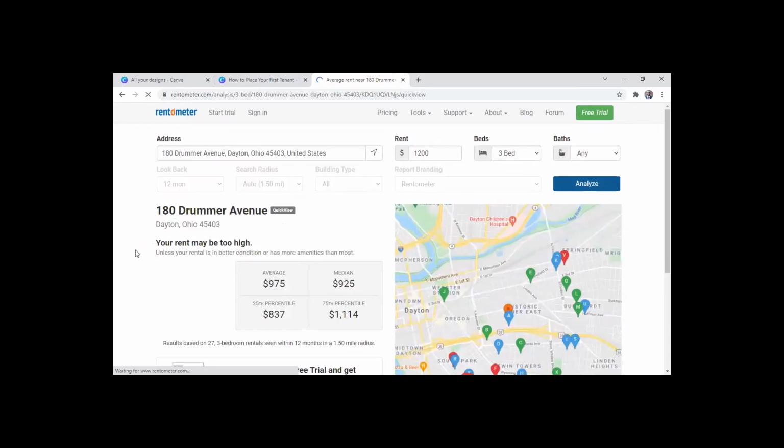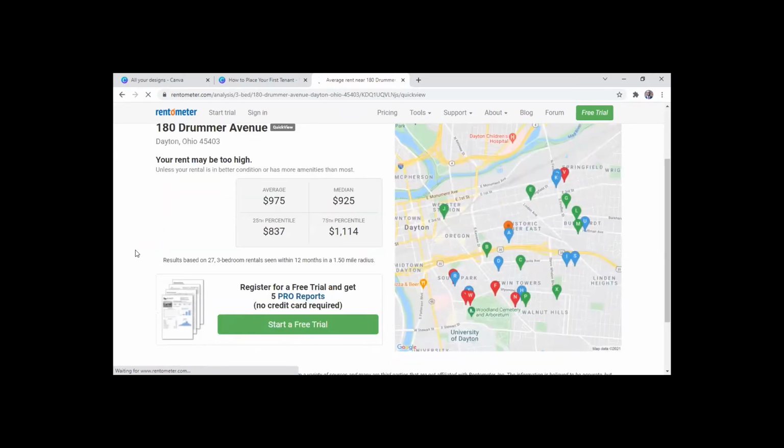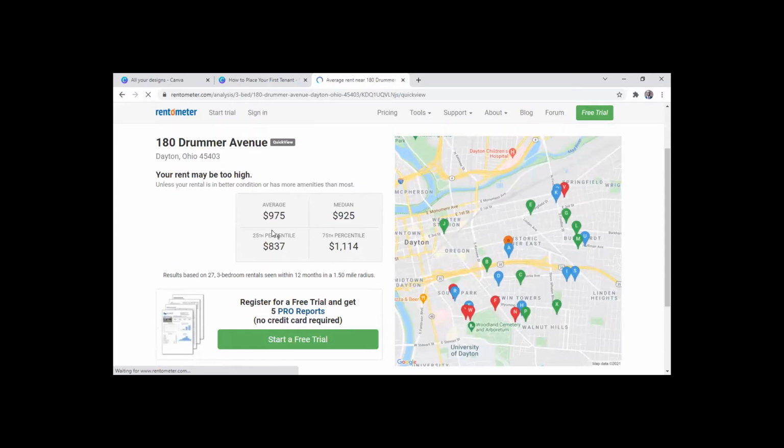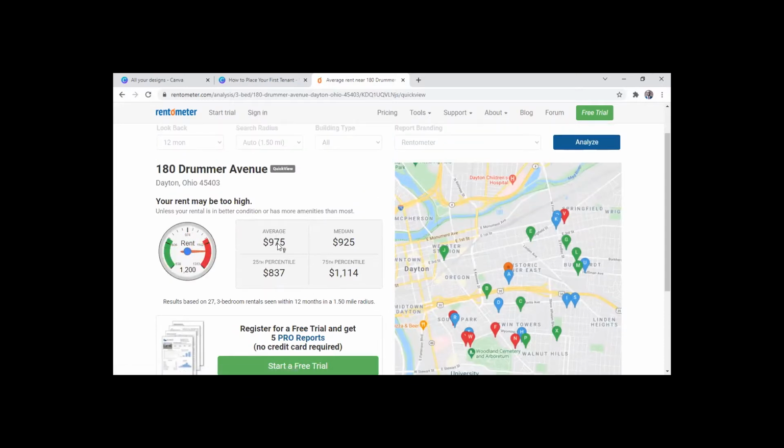So I put in 1,200. It said your rent may be too high. So the average rent in the area is $975. The median is $925. 25th percentile $837. 75th is about $1,100. And it said, unless your rental is in better condition and has more amenities than most.